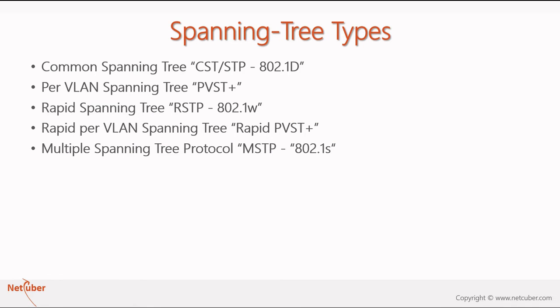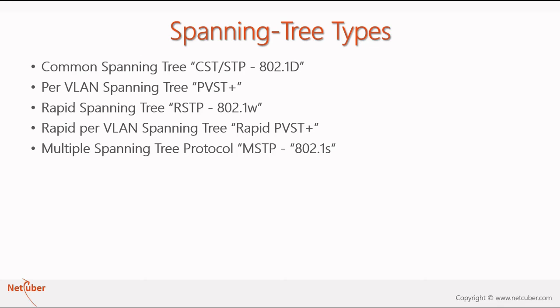Spanning tree types: common spanning tree, per VLAN spanning tree, rapid spanning tree, rapid per VLAN spanning tree, and multiple spanning tree protocol. These are the various types we have. Common spanning tree has one logical topology for the entire LAN. Per VLAN spanning tree has multiple topologies for different VLANs. Let's say you have 100 VLANs. In common spanning tree, you will have only one, but in per VLAN spanning tree, we can have various.